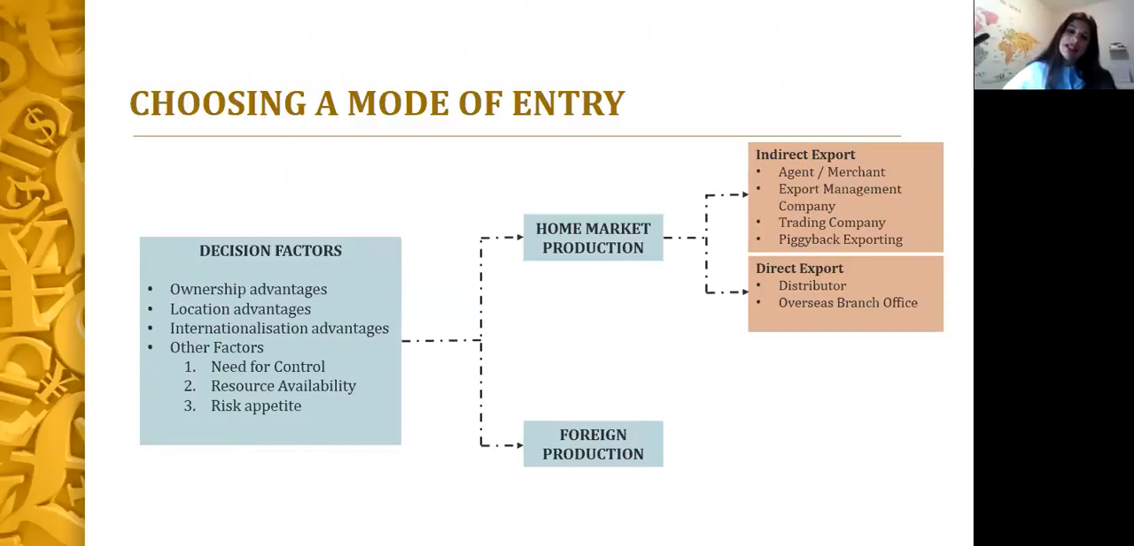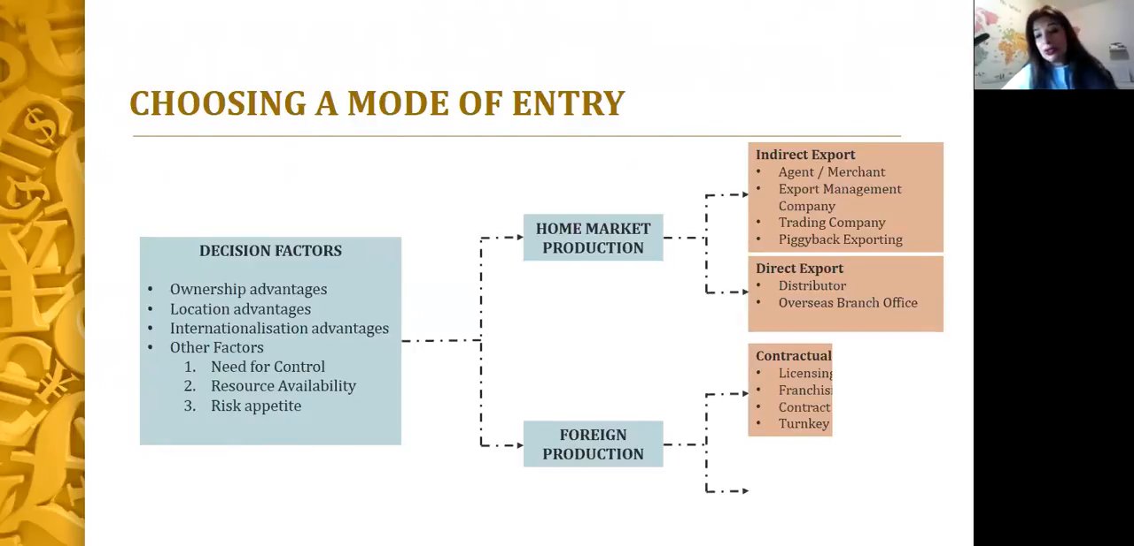If the firm decides that, hey, foreign production is the way we would like to move into the foreign markets, then their options are related to two. Number one is, should we enter into some kind of a contractual agreement with another firm? And you have the options of licensing, franchising, contract manufacturing, or the turnkey projects.